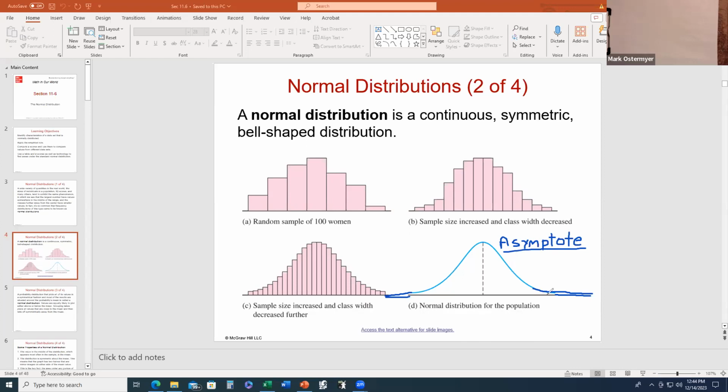Well, anyways, this graph is asymptotic. It approaches this horizontal axis and gets infinitesimally closer and closer to it the further you go to the right or to the left on the horizontal axis there. So that's a characteristic of all normal distributions. Okay. All right. Notice the graph will never touch or cross the horizontal axis, though. It'll never touch or cross it anywhere.